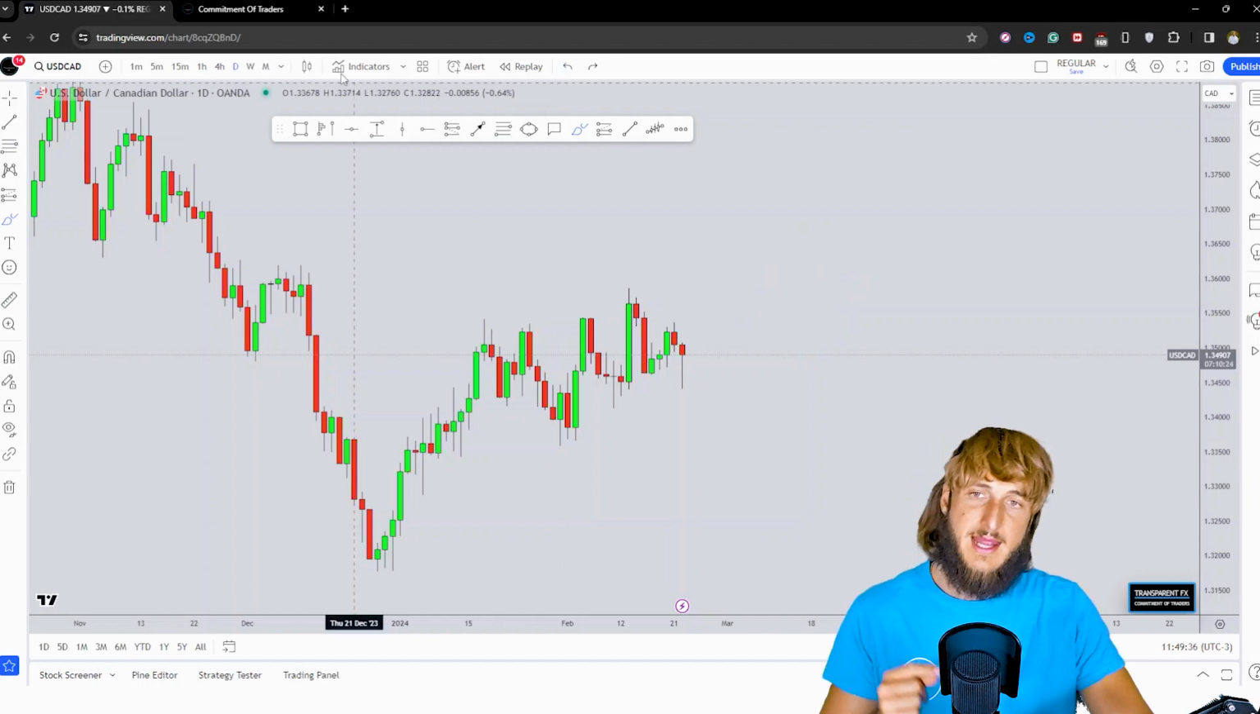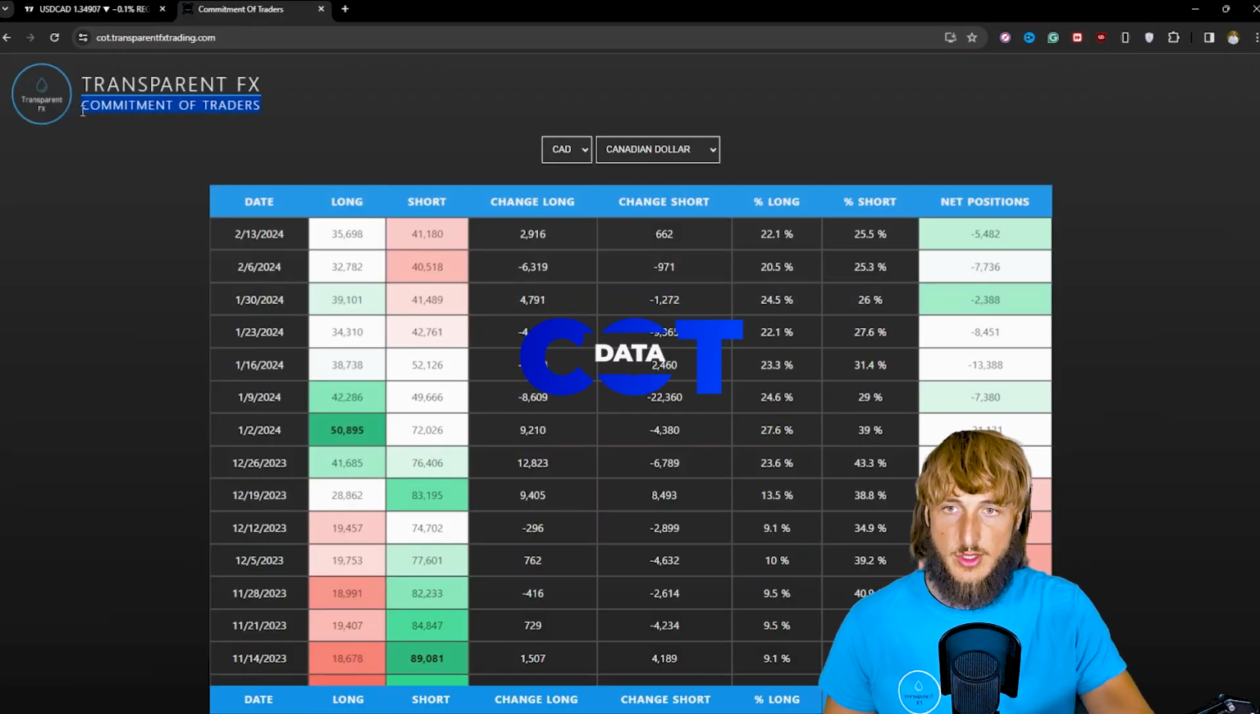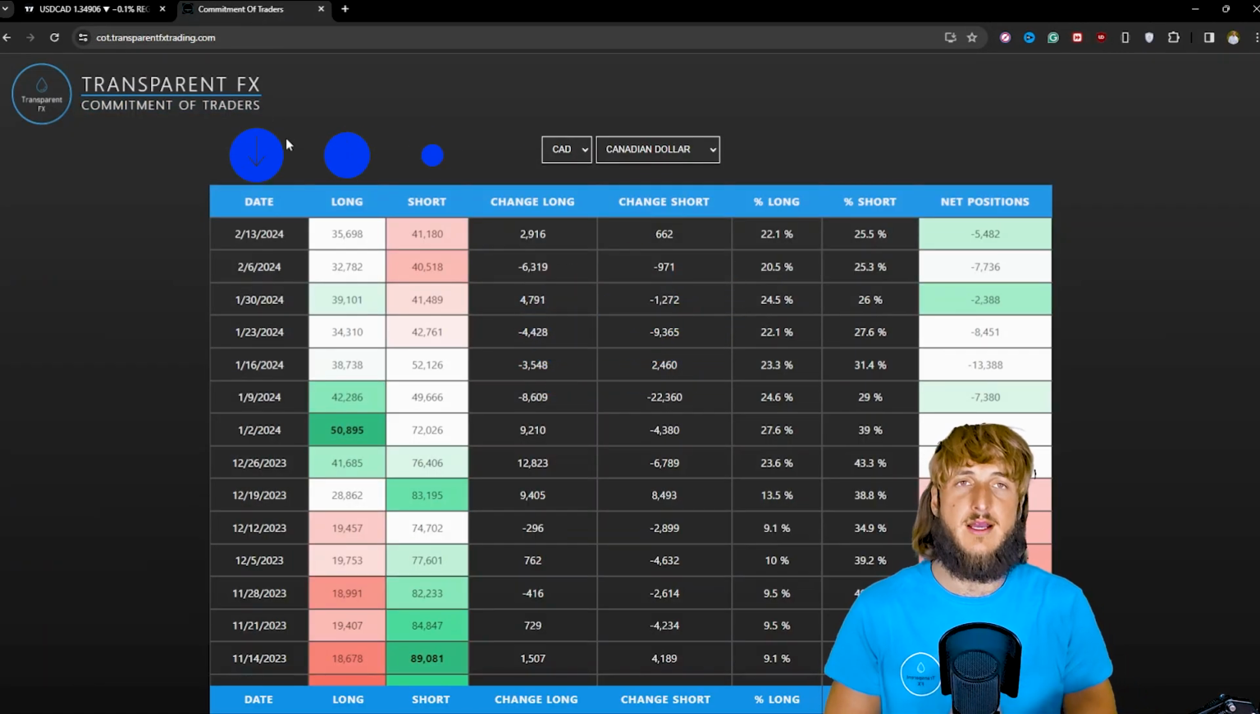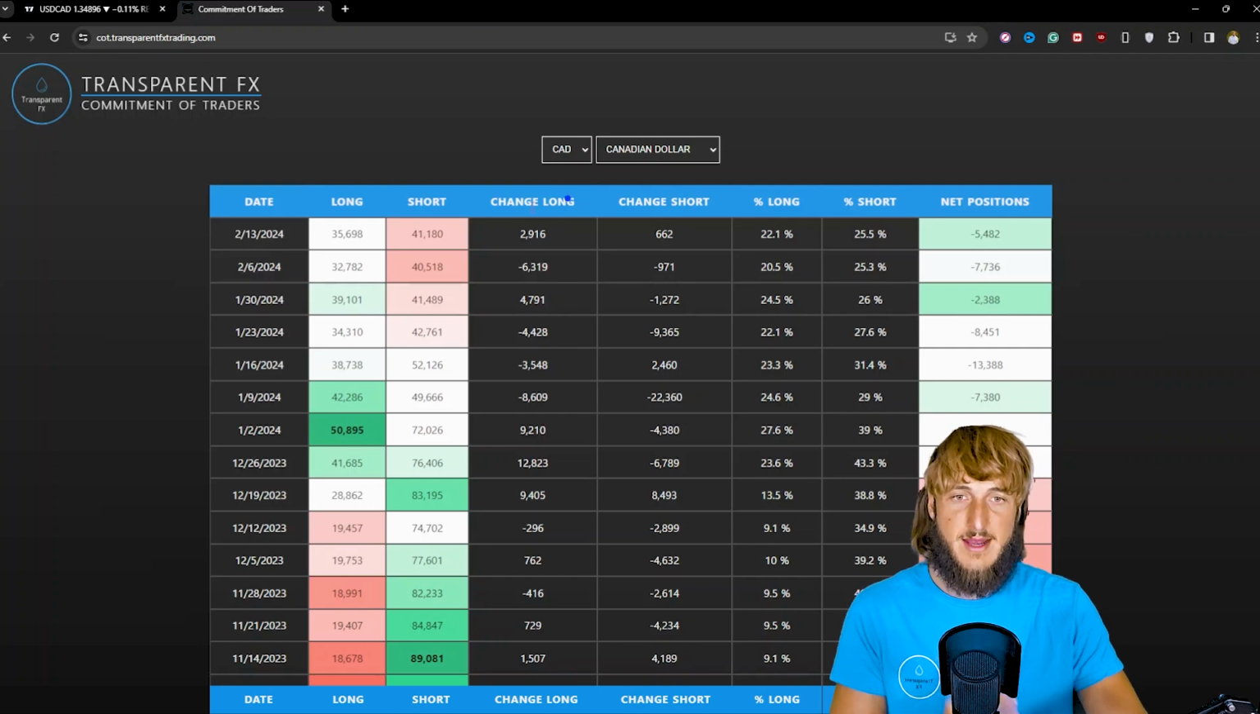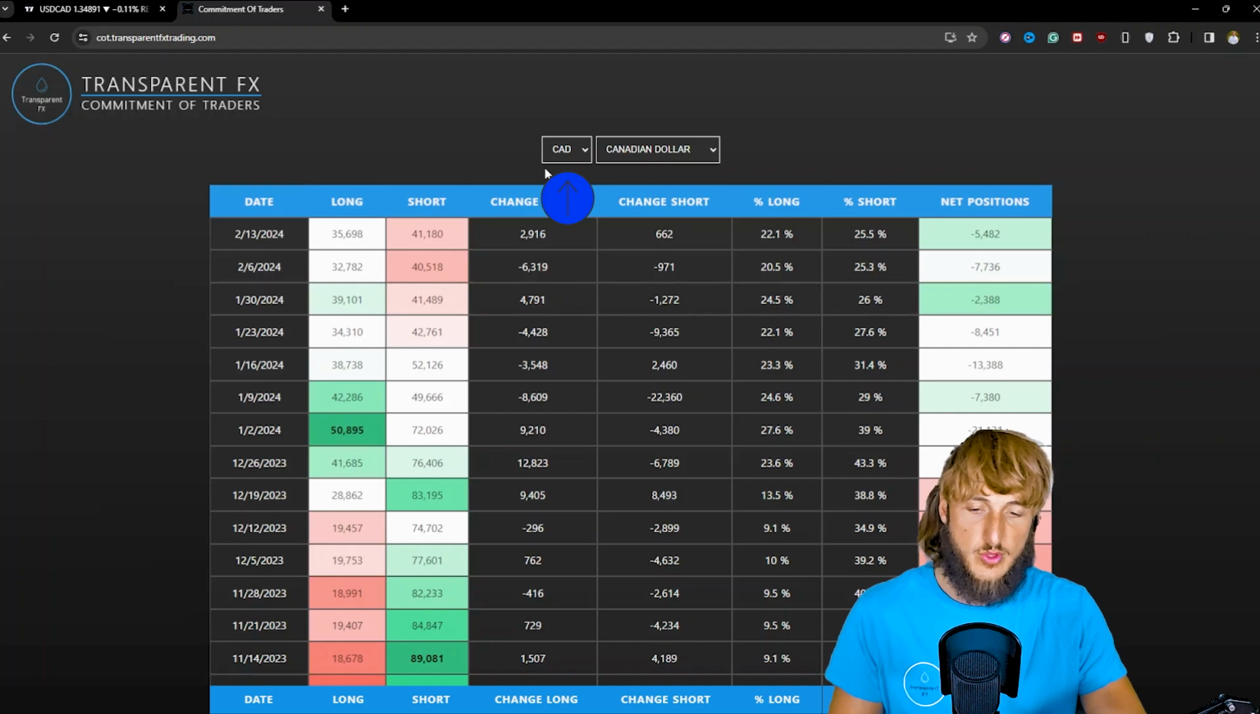Now, if we go and see what we have when it comes to the commitment of traders, so the COT data, so what hedge funds and the big players in the market are doing, and we check the data precisely for the CAD, the first thing that we have to keep in mind is that if we're checking the data for the CAD, we're actually already looking at CAD USD because all currencies on the spot are traded against the USD.